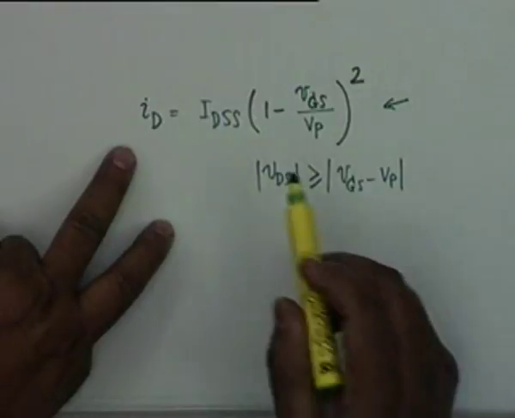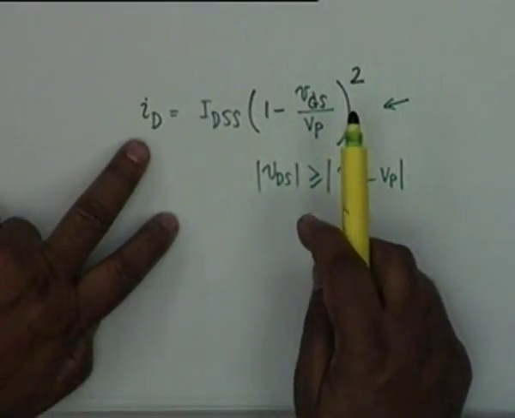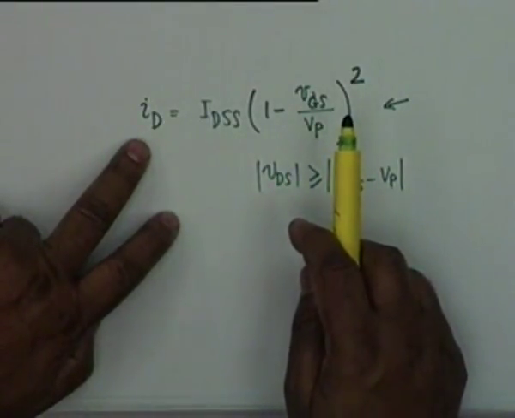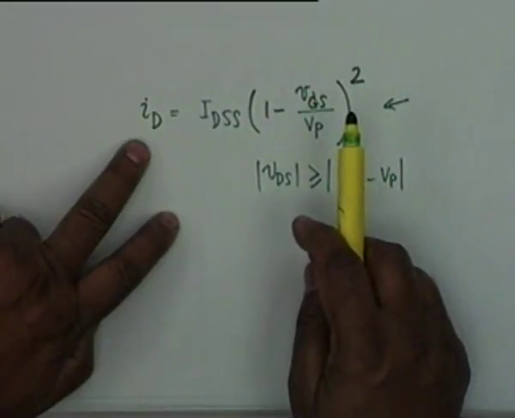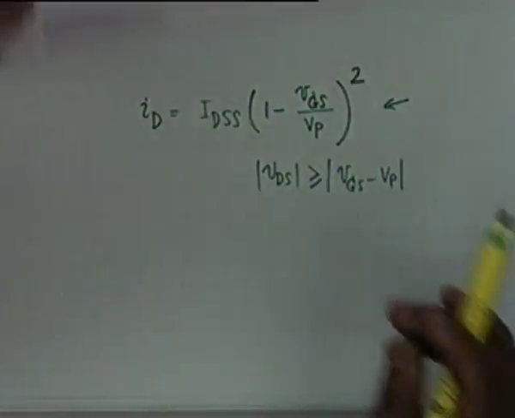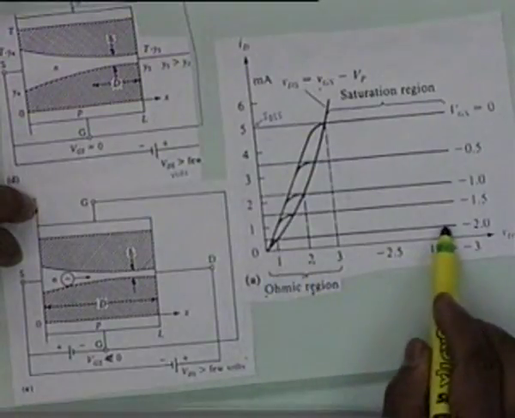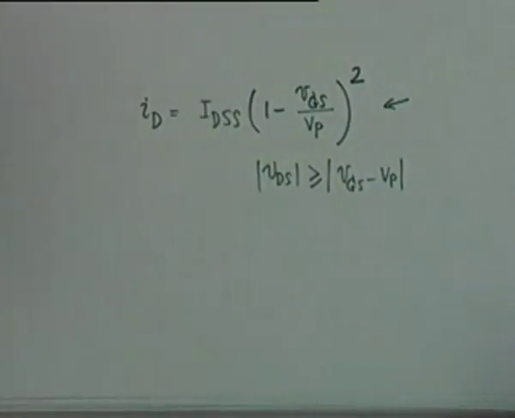Obviously this characteristic is independent of VDS. Well, it has to be so, because if you look at the characteristics, the current remains a constant. It only depends on VGS.